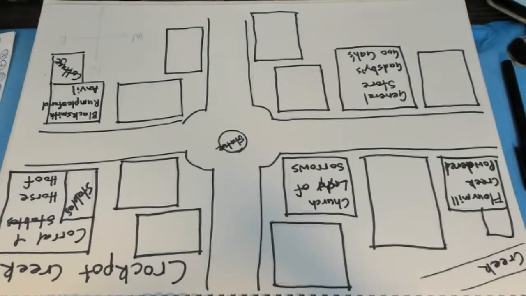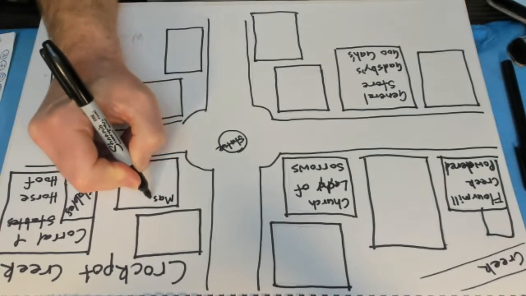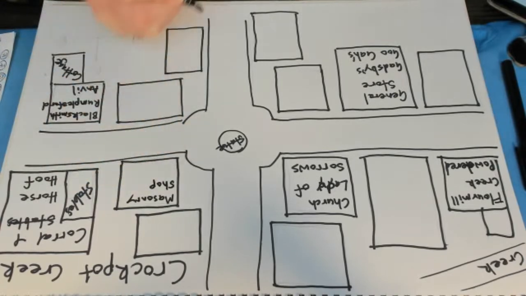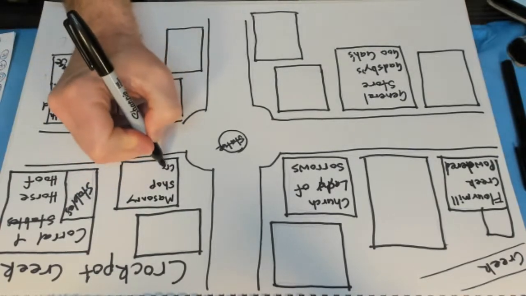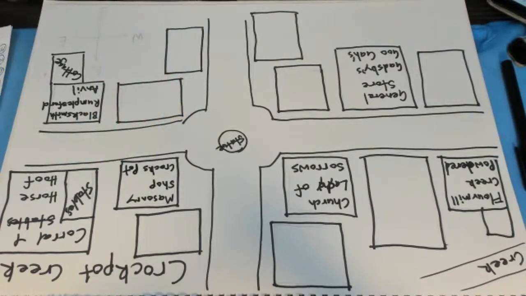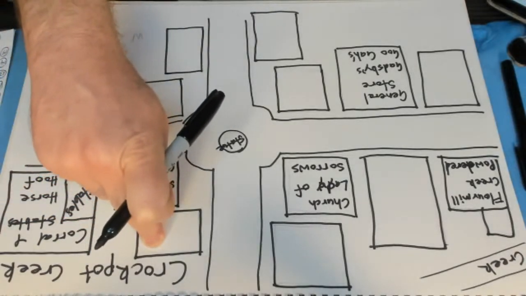So we need the library. We need the masonry shop. I feel like the masonry shop can probably go right here. Like, let's do that. Masonry shop. And it's the Crock Pot. Yep, got it. The library. Next to the stables. I'll put it here. It's pretty close. We'll put it there.